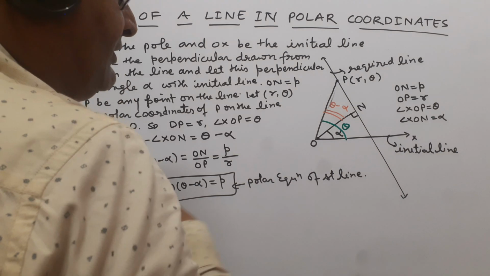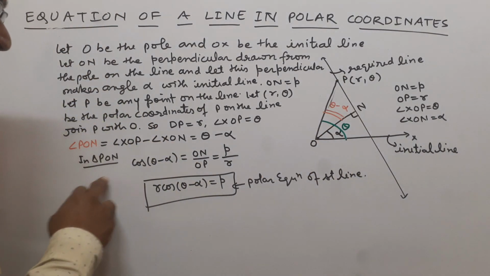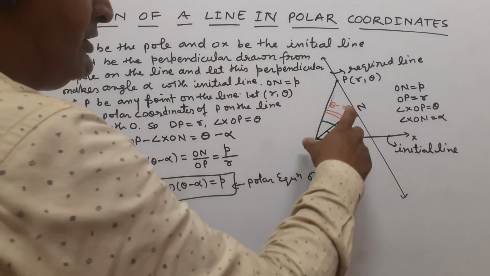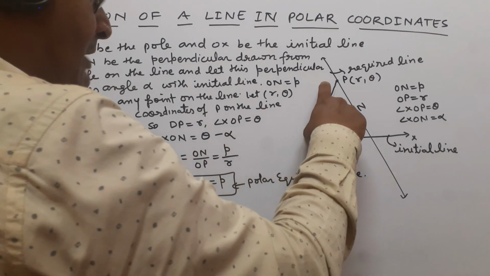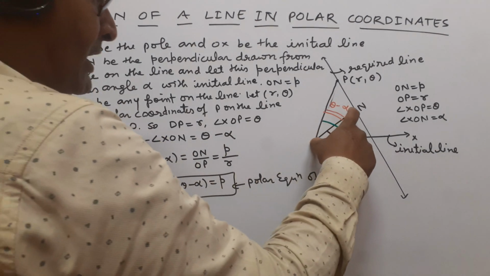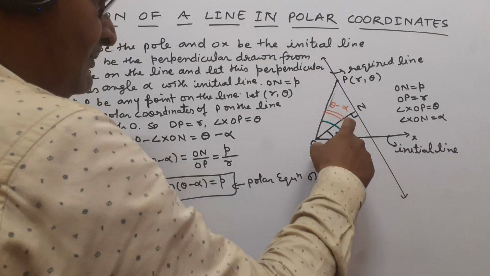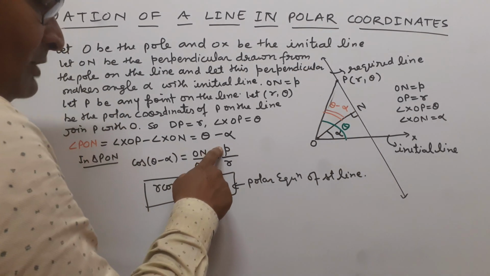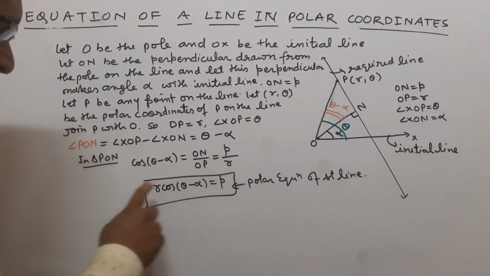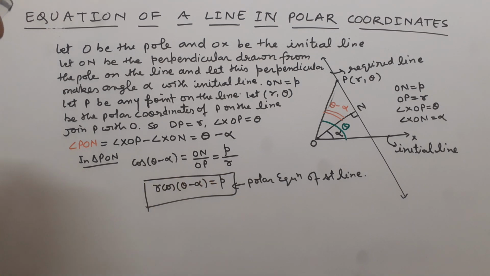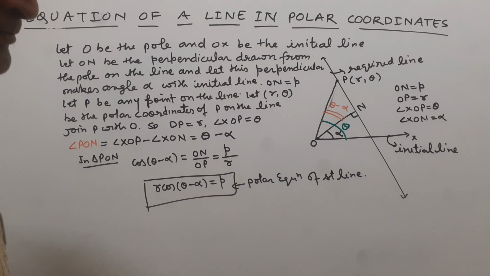We can see here PON is the right angle triangle. So we find cos(theta minus alpha) is equal to base upon hypotenuse. Base here is ON and hypotenuse is OP. ON is the length of perpendicular drawn from origin on the straight line, and this ON is equal to small p, and OP is the radius vector small r. So we get here r cos(theta minus alpha) is equal to p. So this is the polar equation of a straight line.